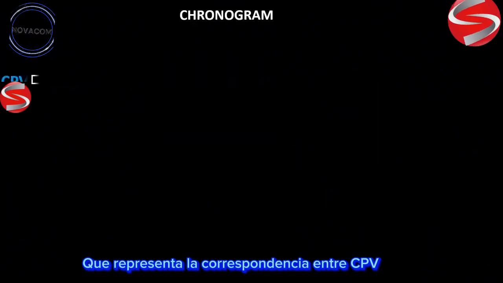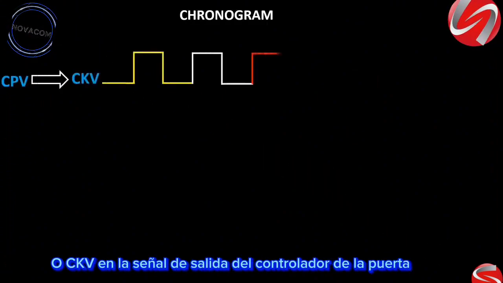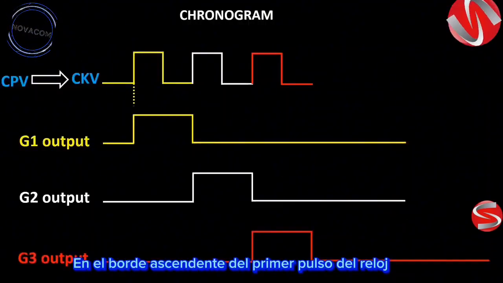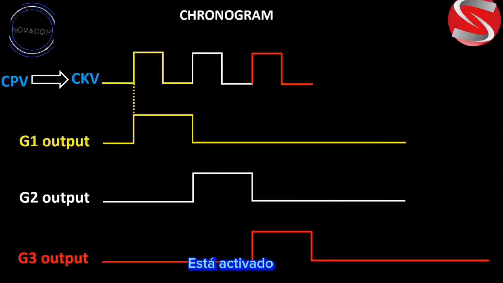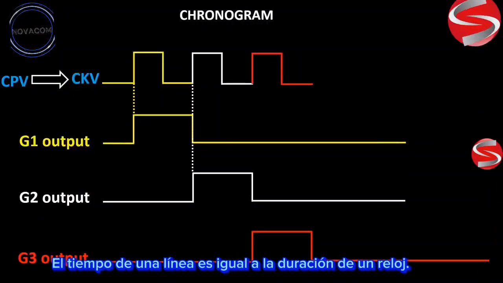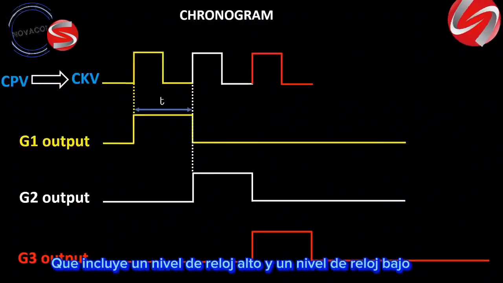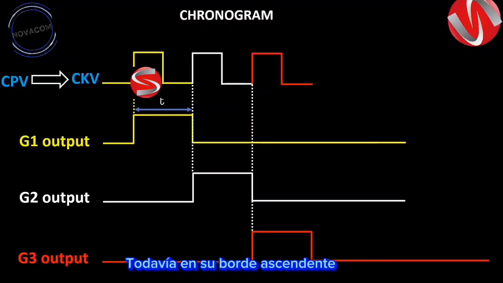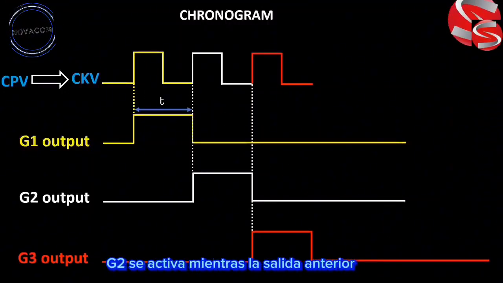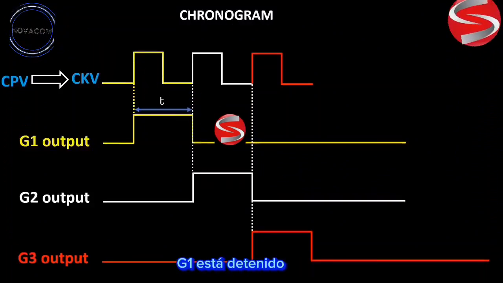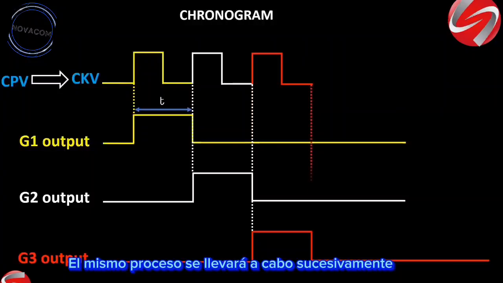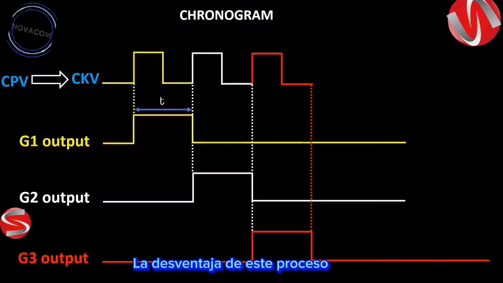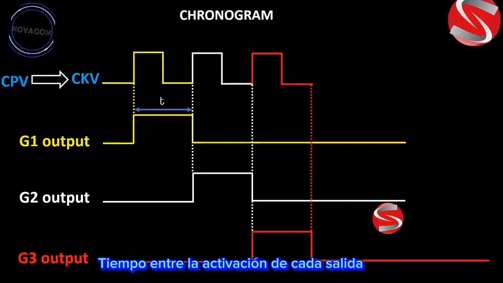Here is a chronogram that represents the correspondence between CPV or CKV and the output signal of the gate driver. At the rising edge of the first clock pulse, the first output of the gate driver called G1 is activated. Note that the activation time of a line is equal to the duration of a clock pulse, which includes a high clock level and a low clock level. At the second pulse of the clock, still on its rising edge, the second output of the gate driver G2 is activated while the previous output G1 is stopped. The same process will take place successively until all the gate driver outputs are scanned. The disadvantage of this process is that there is a certain waiting time between the activation of each output.